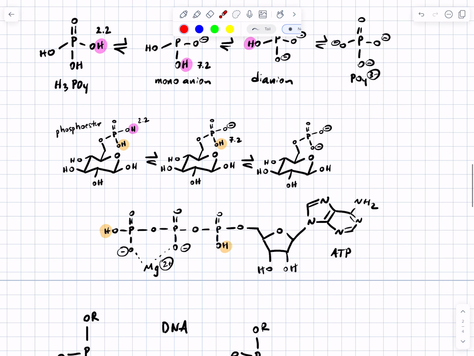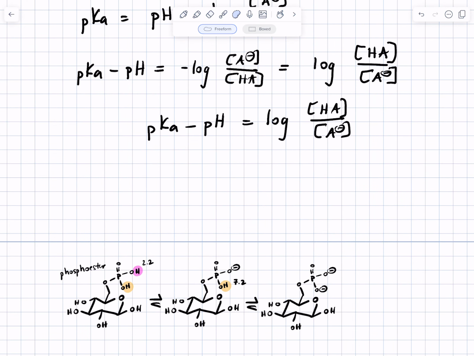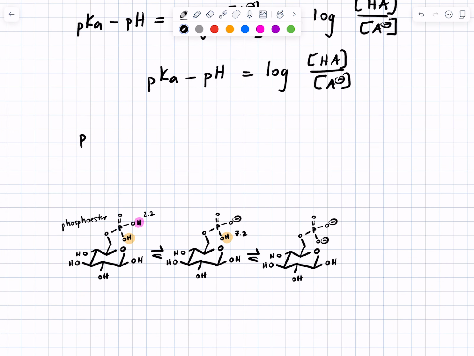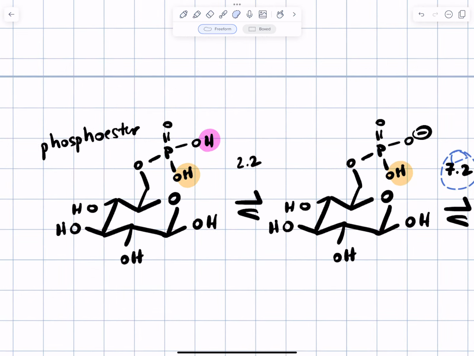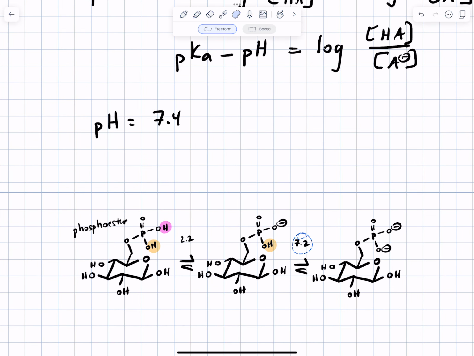Let's take the phosphoester in glucose 6-phosphate, and let's suppose we are in blood, so pH is 7.4, okay? We're going to make this comparison one by one for these two equilibria. The pKa for the first acid is 2.2. The pKa for the second is 7.2. Just zooming in on the first one and remembering what we've learned above for the Henderson-Hasselbalch equation.